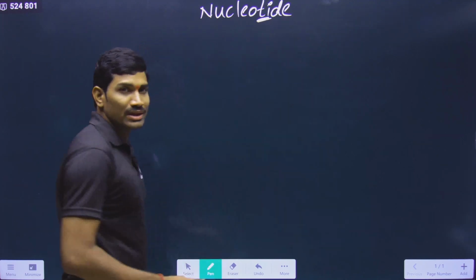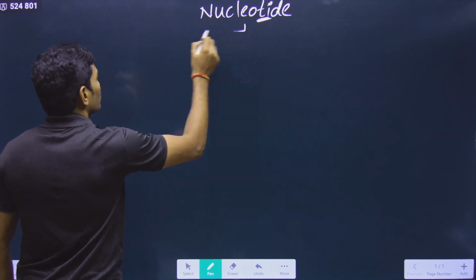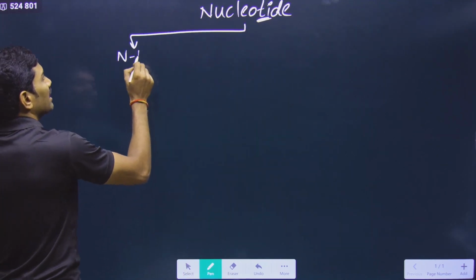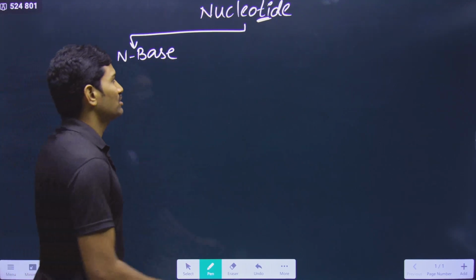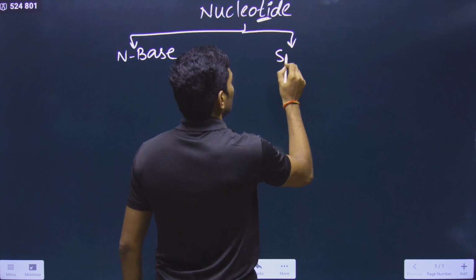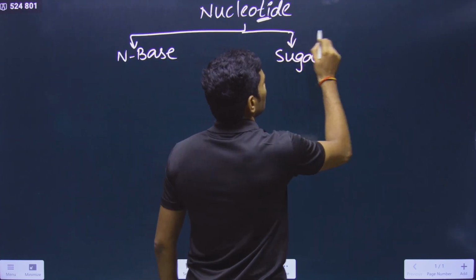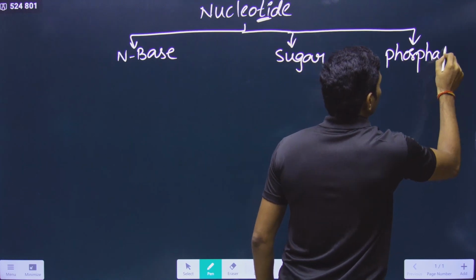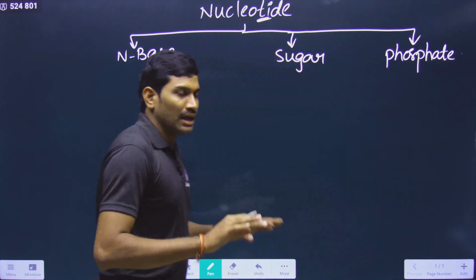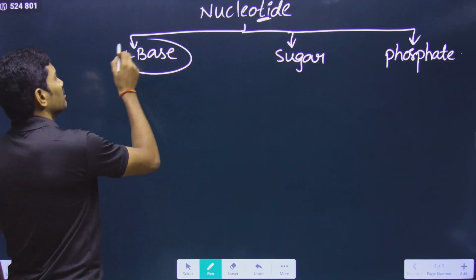Nucleotide, let us quickly write this one. Nucleotide has how many components? 3 components it is having. So what are those 3 components? First one is nitrogenous base. Simply I am writing N base. That means nitrogenous base. And what is the second one? Second one is sugar, and the third one is phosphate group. Clear? And now first we will focus on this nitrogenous base.